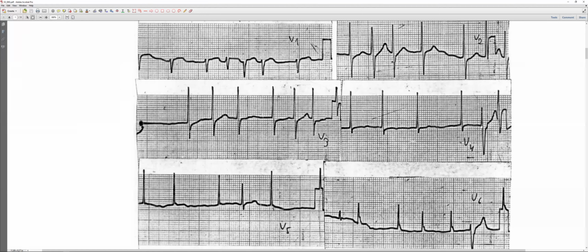So this can be an aberrantly conducted beat, or you can say that it's a junctional or ventricular ectopic beat. And this small one is not wide, so it cannot be a ventricular beat, but it's bizarre. This is how you can say that it's an abnormally conducted beat. Okay.